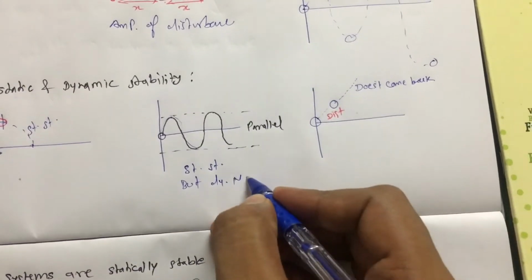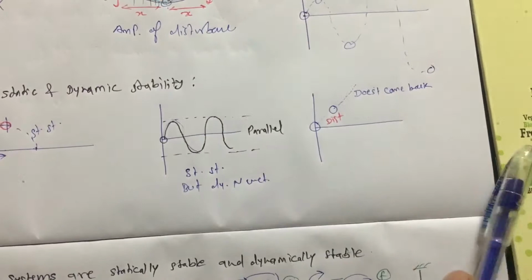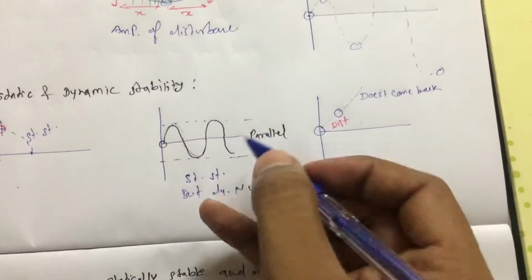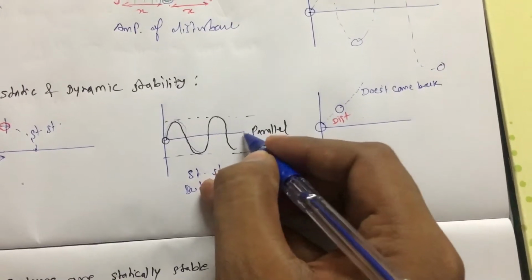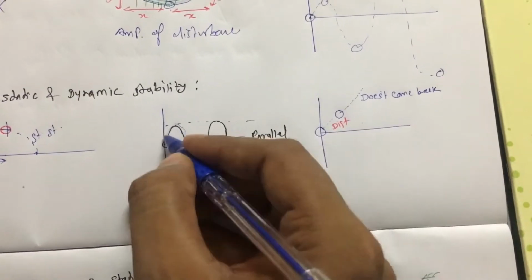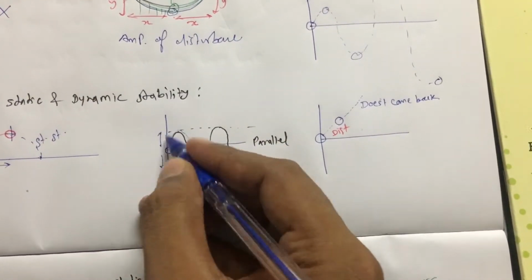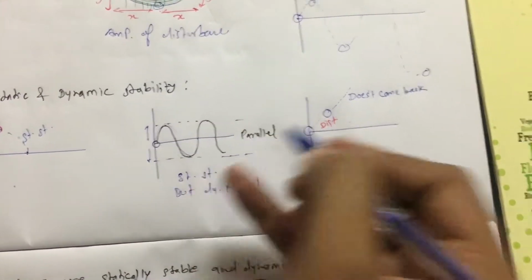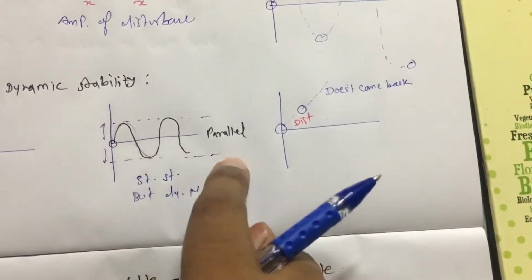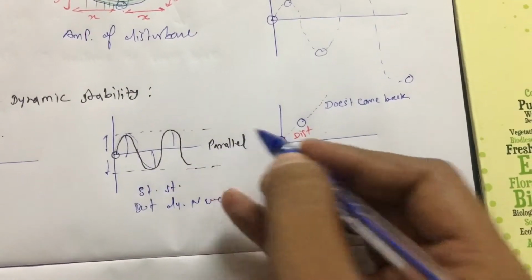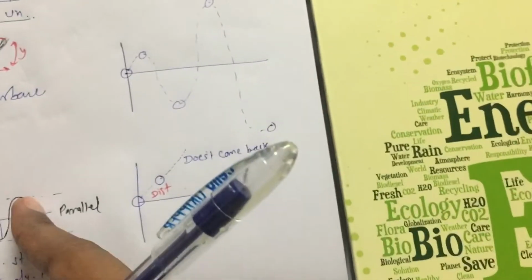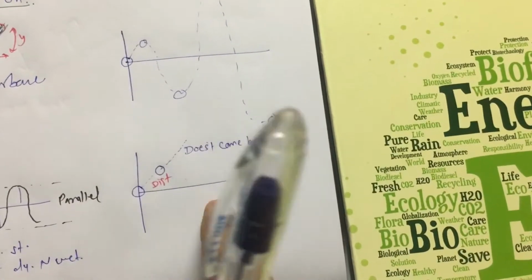Why dynamically neutral? Because you see finally the ball is not stopping at the mean position. Every time it is achieving the same displacement in both the directions. So these dotted lines are parallel. I am showing like this, the amplitudes are equal. You got it? Now let's talk about this graph.